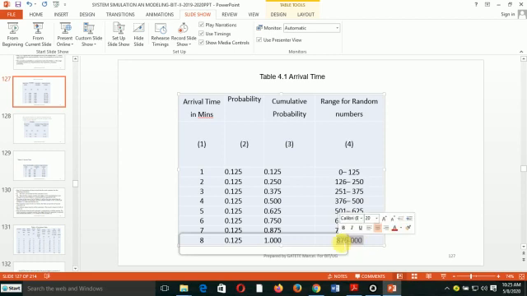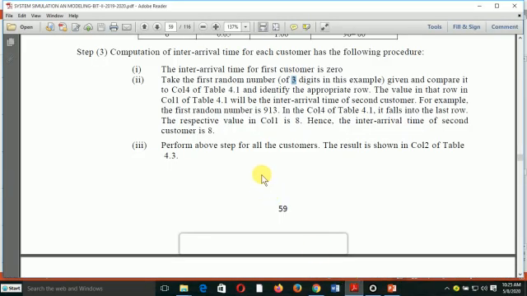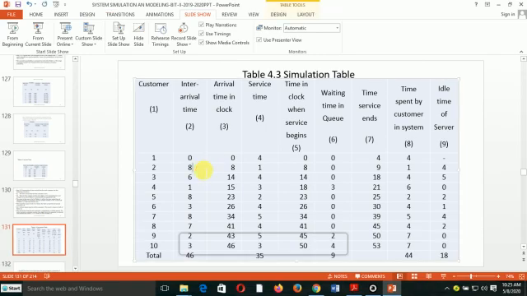After that, I take the corresponding arrival time in column 1, as stated in the procedure. As I saw, it is in the row for 8. So the inter-arrival time of the second customer is 8. You will continue this procedure until the end.